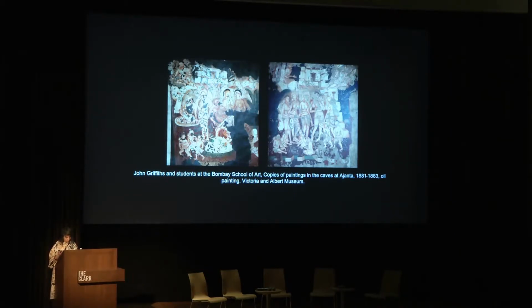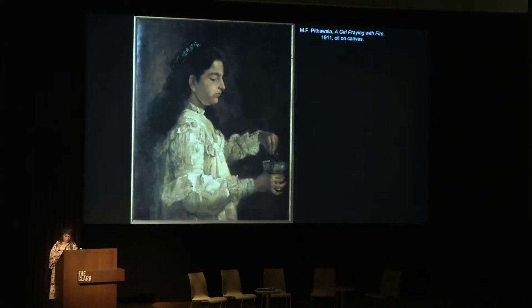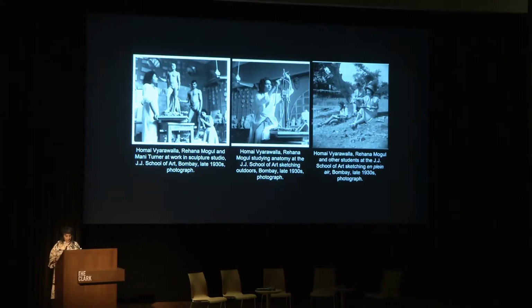With John Griffiths and then William Ewart Gladstone Solomon as principal, the school in Bombay placed greater emphasis on art as opposed to science, and encouraged naturalistic representation. This was by the very late 19th century and beginning of the 20th century, in part responding to student demand for instruction in fine arts akin to that on offer in art academies in Europe, and bringing the JJ School closer to a Western-style academy. Life drawing and anatomical study were requirements for the photographer Homai Vyaravala and her fellow students, Rehana Mughal and Mani Turner in Bombay in the 1930s.